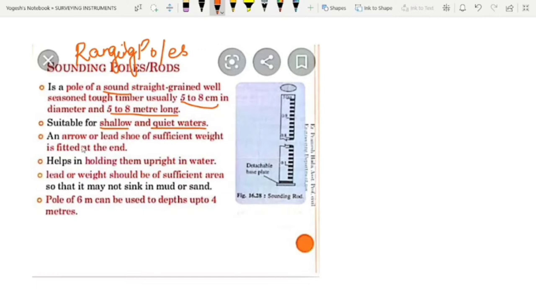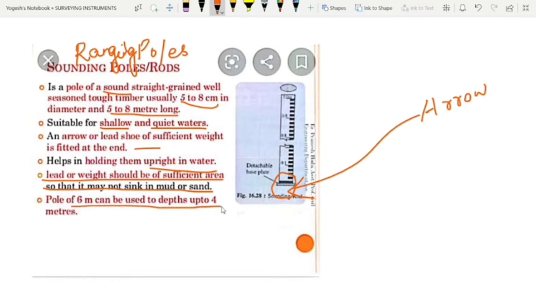An arrow or lead shoe of sufficient weight is fitted at the end. This is that particular end. An arrow is attached. It helps in holding them upright in the water. Here the arrow is attached, which is used to keep the sounding rods upright in the water. Lead or weight should be of sufficient area so that it may not sink in the mud or sand. Otherwise the weight may sink into the ground, or the earth surface.